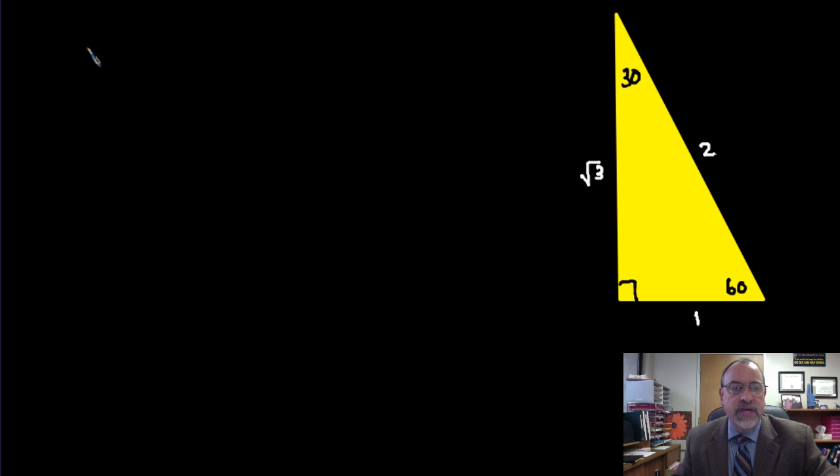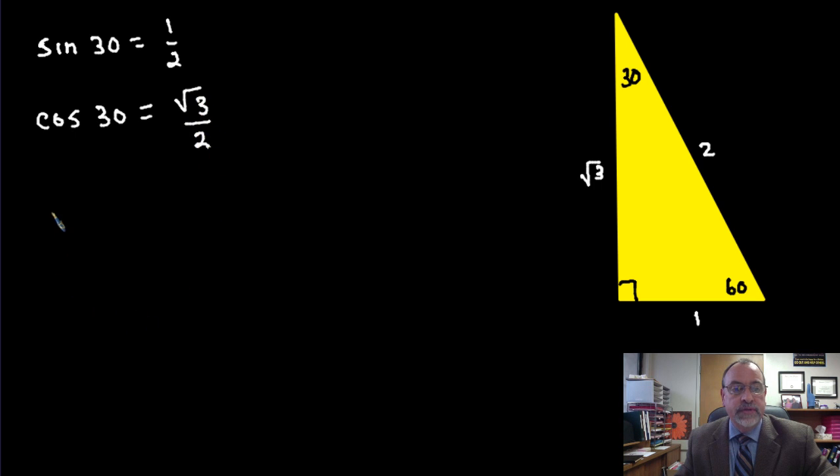Now that we have all our sides, we can write our ratios. So we'll write the sine of the 30-degree angle first, and remember this is where theta was, so that's where the angle measurement goes in, and it's the opposite side over the hypotenuse. And then we can write the cosine of the 30-degree angle, and that's the adjacent side over the hypotenuse. And then the tangent of the 30-degree angle is the opposite side over the adjacent.